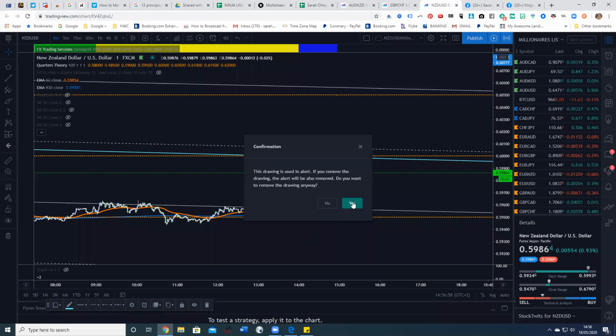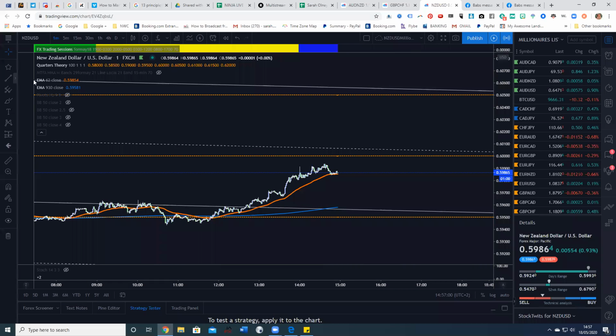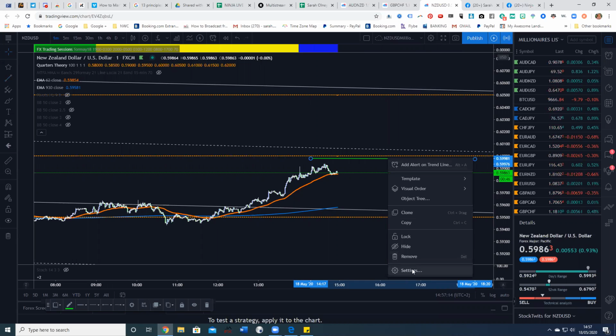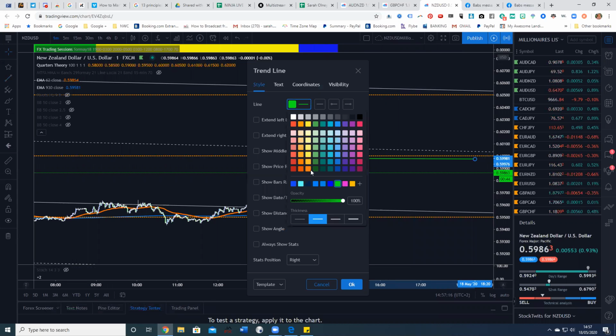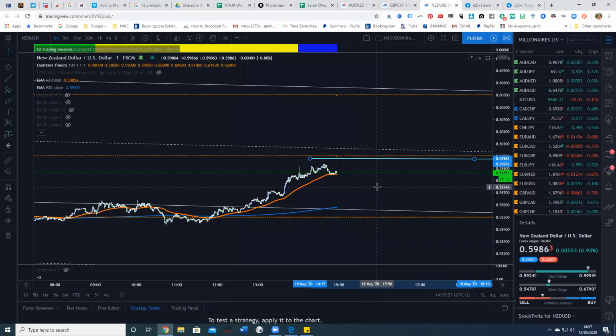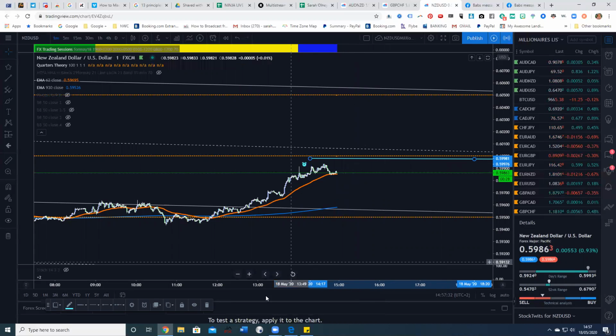I'll just draw it along quarter theory, I think. And we can see, have a look at this once it gets to 0.6 thousand, and I'll just change that, extend right line, and put an alert on. And then you don't have to sit and stare at things. You can just wait for your alerts to go off, and when you come back to them, you know what you're looking for.